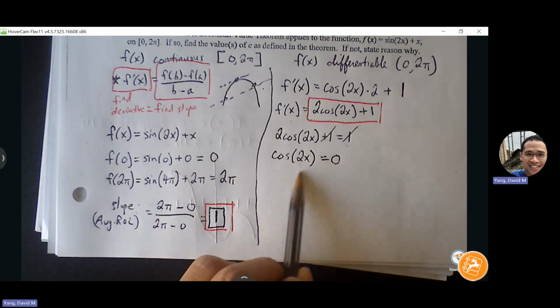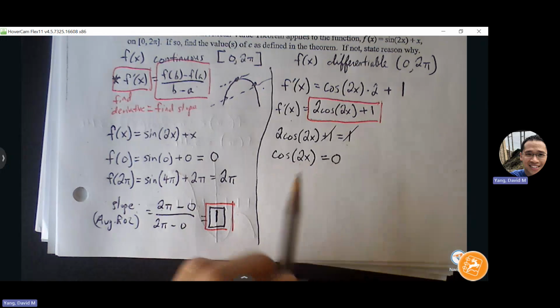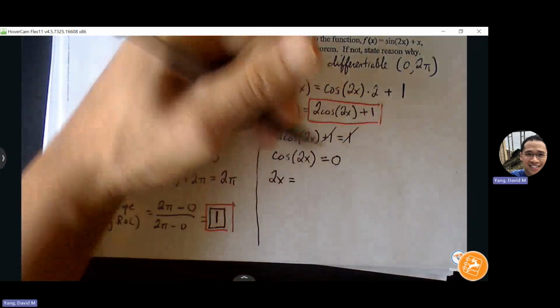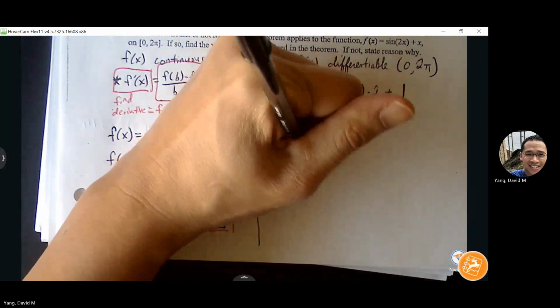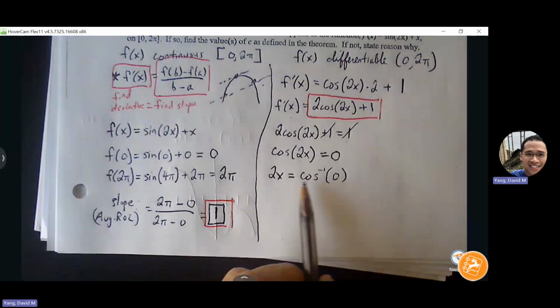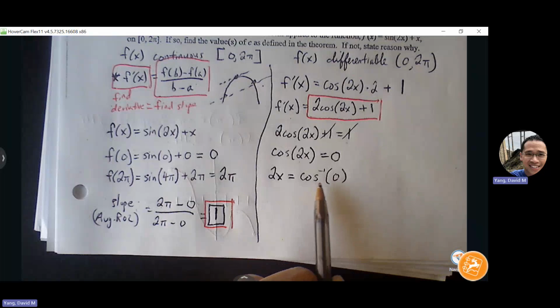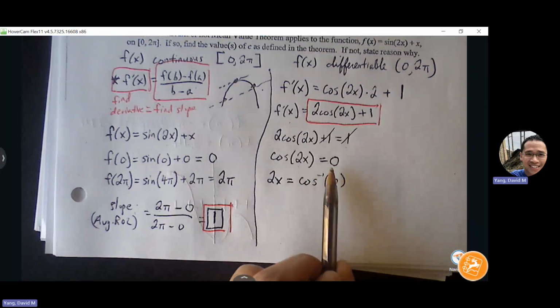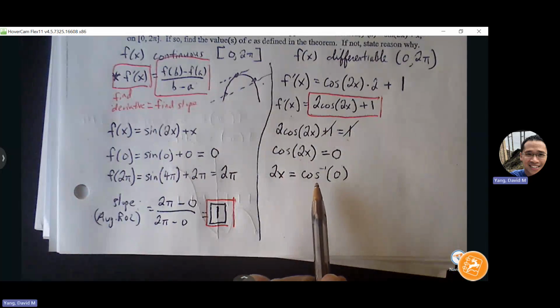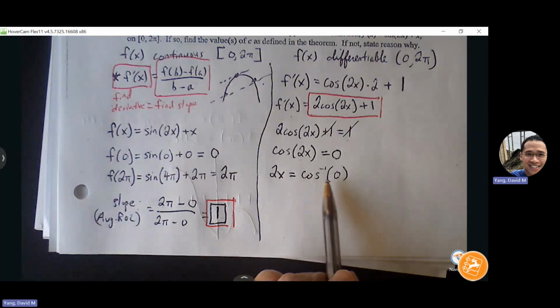So we can always move our cosine to the other side. We got to call it inverse though. So right now I just want to figure out how can I get x by itself. So 2x is equal to inverse cosine of 0. From here, we can find all the list of radian measures where cosine of theta is equal to 0.